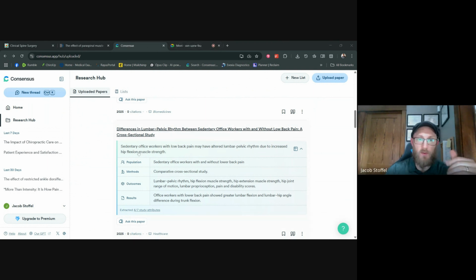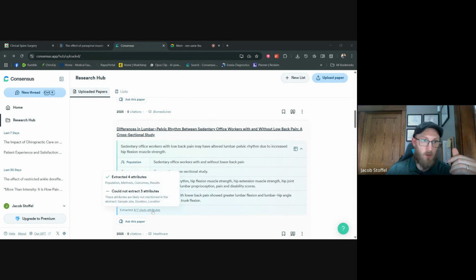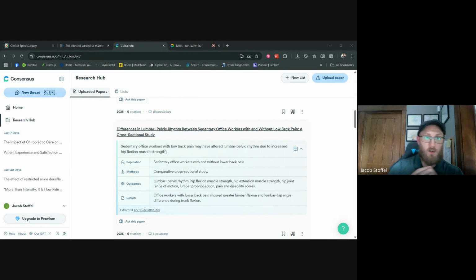And so when we go through Consensus, what it does is you have four study attributes of the 7 that it goes through. It's like, all right, of the 7 that it likes to look for, it could not extract 3, like sample size, duration, location, but it could figure out population, what methods were used, the outcomes, the results, and a little 1 to 2 sentence summary at the top. So let's read the summary.